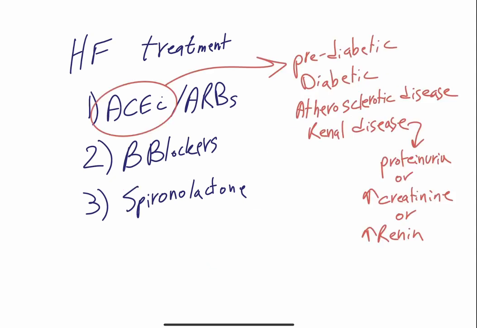Now, lisinopril is a USMLE favorite. ACE inhibitors are used in pre-diabetic, diabetic, atherosclerotic, and renal disease patients, as well as anyone with proteinuria or elevated creatinine or renin. Now, you might be asking, don't you avoid ACE inhibitors or ARBs in patients with bilateral renal artery stenosis? Yes, you do, but for the overwhelming majority of cases, so for example, if they give you a dude in his 50s with high blood sugar, you give lisinopril. Or on the flip side, if you have an older woman with some proteinuria and normal blood sugar, she still gets an ACE inhibitor like lisinopril.